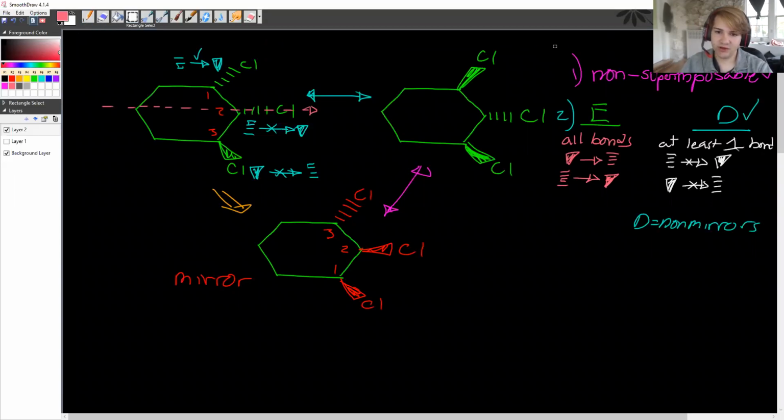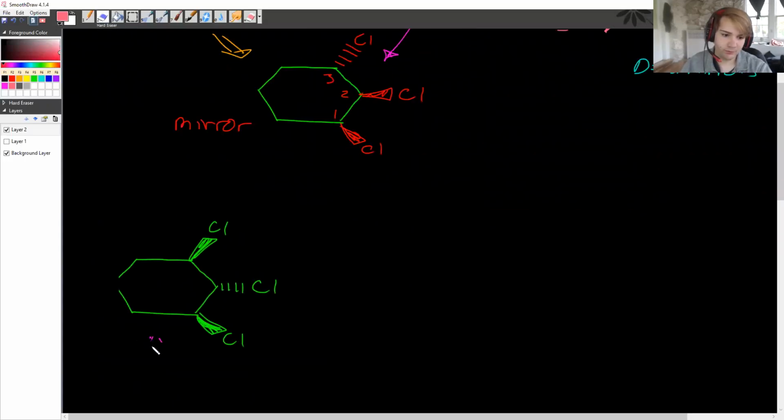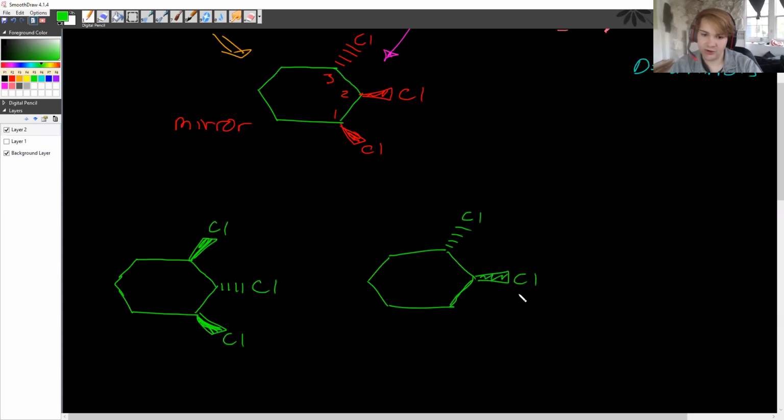So let's say that we took this molecule over here. I like this one because it has a nice shape going on. I also drew it really nicely, which is primarily why I copied it. Here's a really bad one. And let's say that now we have dash chlorine, wedge chlorine, and dash chlorine.